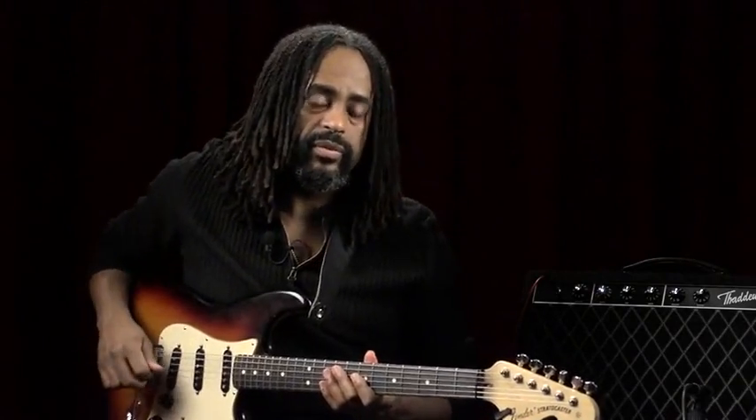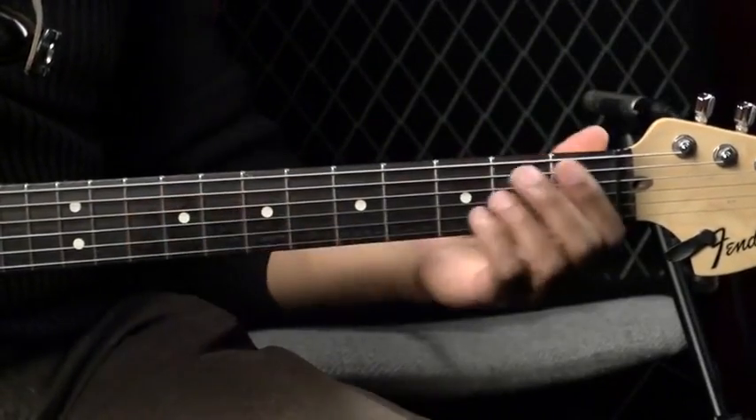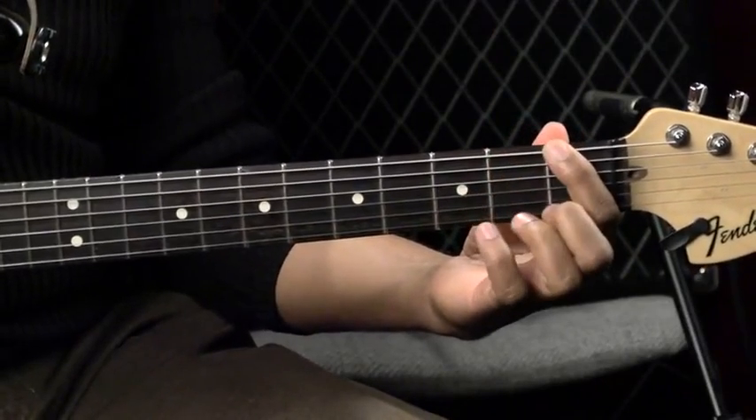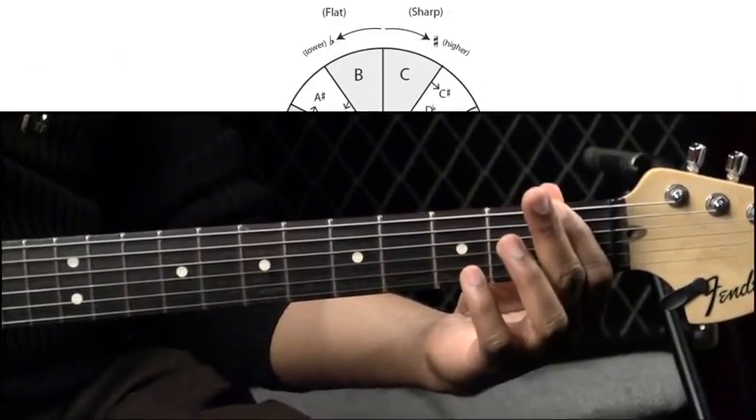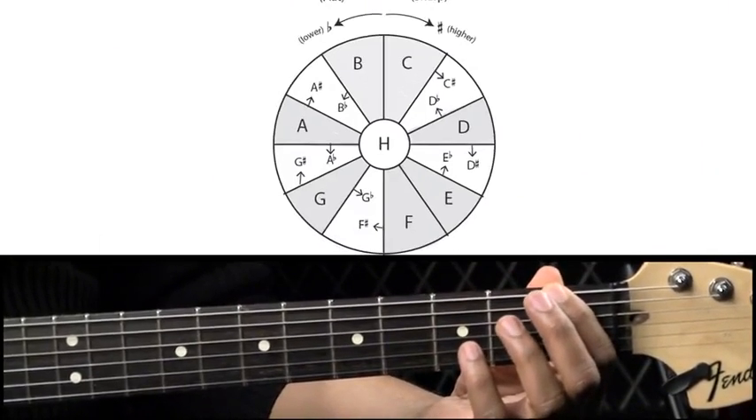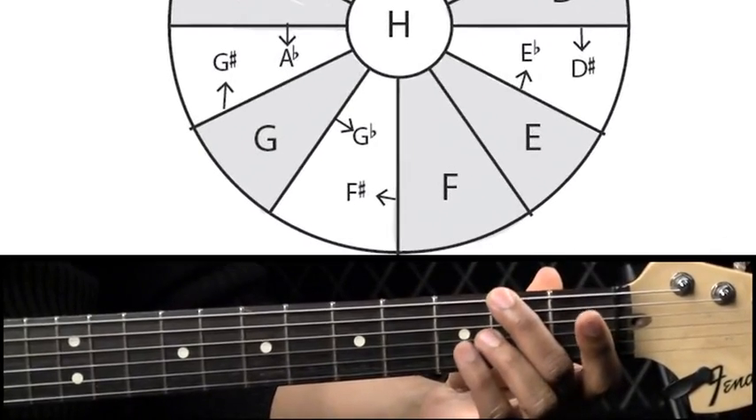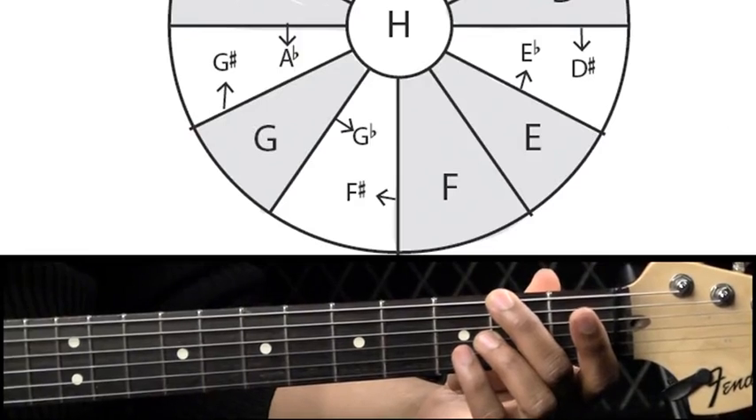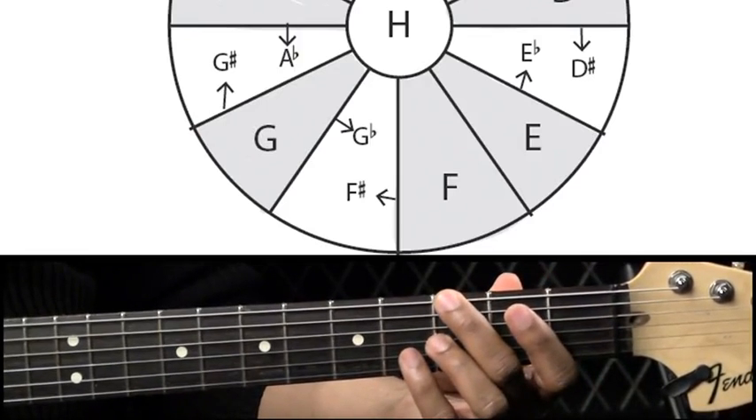Now, using this, given the fact that we know the open strings, we can figure out just about any note. I'm going to start off with the E string, open E string. The next note would be an F, and we can look at that on our half-step wheel. The next note would be an F because we're moving clockwise on the half-step wheel. Then the next note would be an F sharp. Then the next note would be a G.